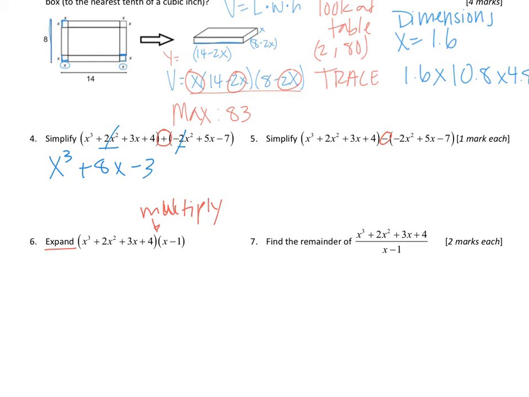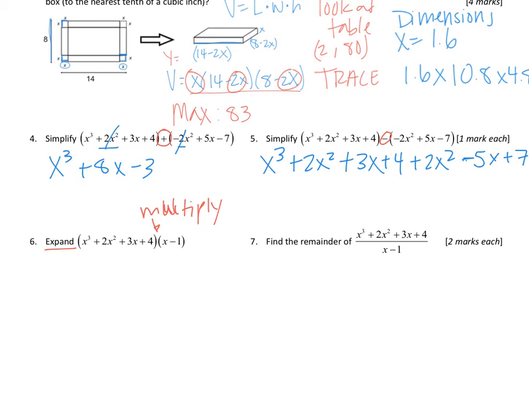On number 5, we need to distribute that negative to all these terms after. So I'm going to rewrite this one first. The first part, I am just going to rewrite, no changes. This next part, I am going to change the sign of each of these numbers. So the negative 2 became a positive 2x squared. The plus 5x becomes a minus 5x. And the minus 7 becomes a plus 7.